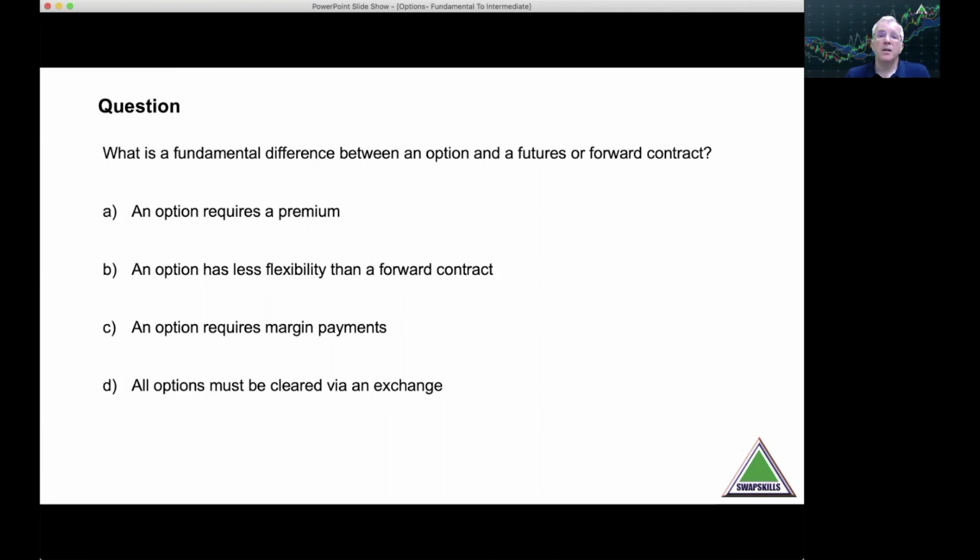So take a look, another few questions for you to think of, and what I've asked here is what is the fundamental difference between an option and a forward contract? Now, financial futures, forward contracts basically operate in similar ways. Take a look at this.